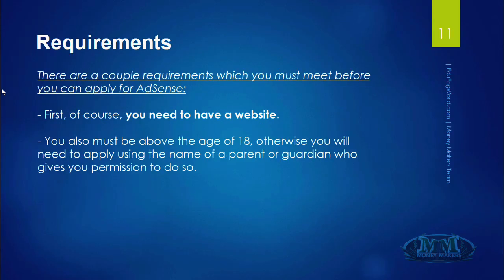The requirements for getting an AdSense account. There are a couple of requirements which you must meet before you can apply for AdSense. First, of course, you need to have a website if you want a normal AdSense account, not a hosted one. You also must be above the age of 18, otherwise you will need to apply using the name of a parent or guardian who gives you permission to do so, since they will send you a PIN via mail and an adult must be there to receive that PIN so that you can enter it to activate your AdSense account.